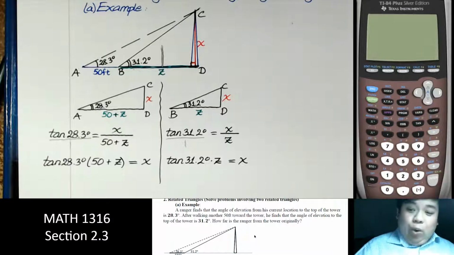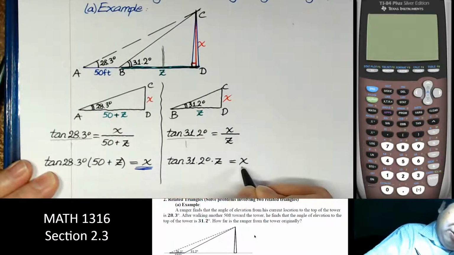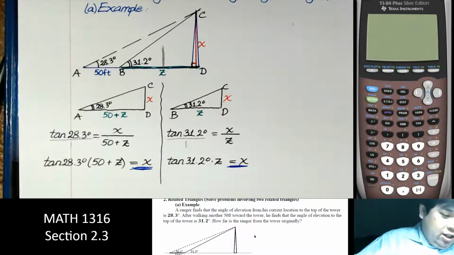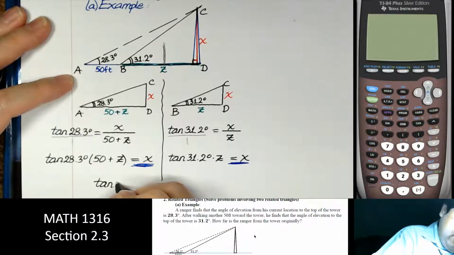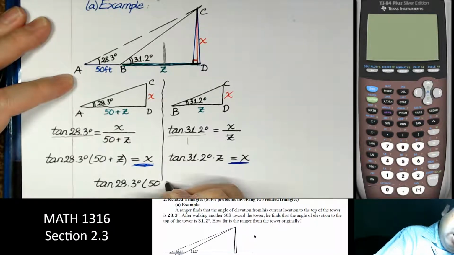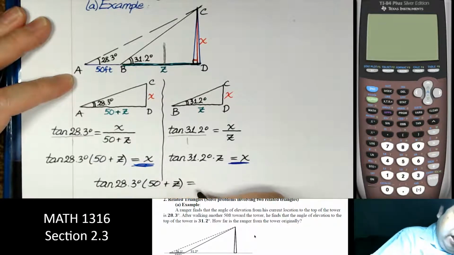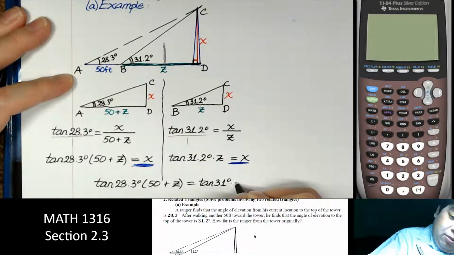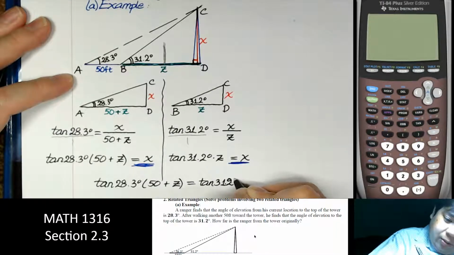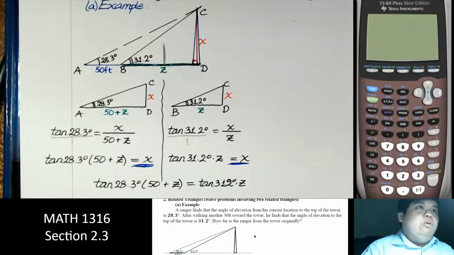Now, luckily what we have here is both of them equal to x. So we let them equal each other. So we have tangent of 28.3 degrees times 50 plus z equal to tangent of 31.2 degrees times z. Now we can just solve for z easily.